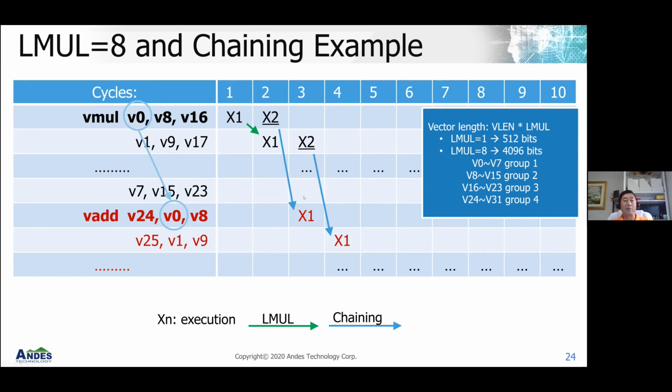And so this concept of forwarding data between vector instructions when Elmo is greater than 1 is called chaining. If you want to look at it another way, if Elmo is always 1, then there's no chaining at all. So chaining only applies when Elmo is greater than 1. Okay.